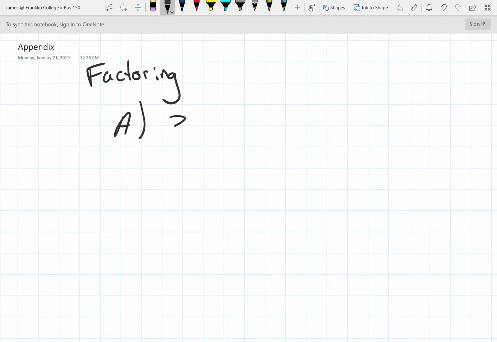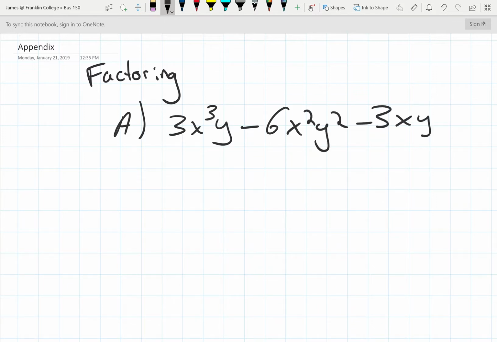So if we have 3x cubed y minus 6x squared y squared minus 3xy cubed. When taking a look at this big old thing, we see that we have three things in this mathematical equation. We're going to look for what's similar across all three things.